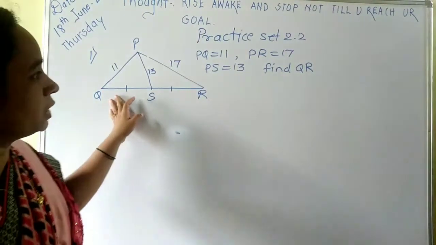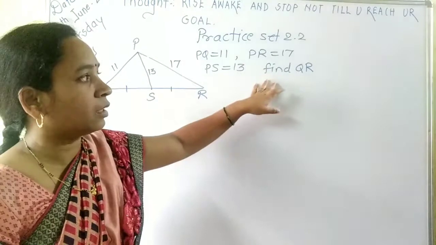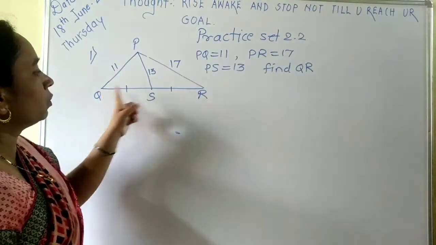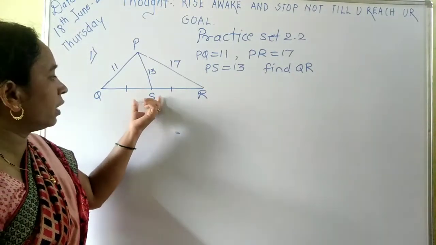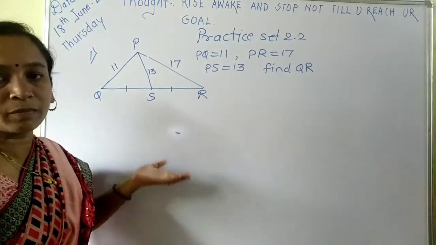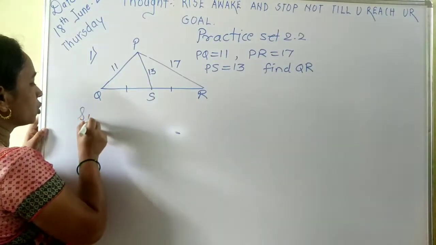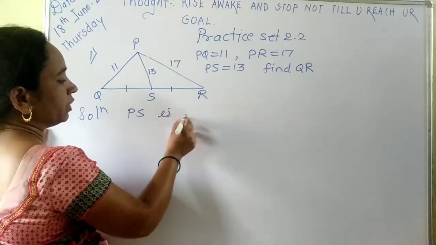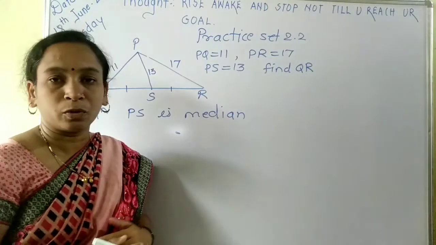First example: in this, PQ is given 11, PR is 17, PS is 13, and we have to find QR. S is a midpoint, so either you find QS or SR, then QR will be double of that particular segment. Here they have given the solution: PS is median. If it is median, we can use the Apollonius theorem.